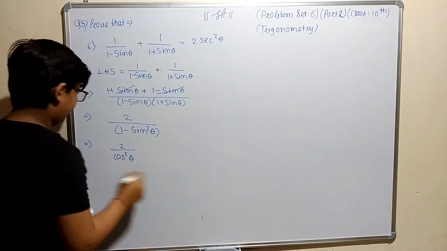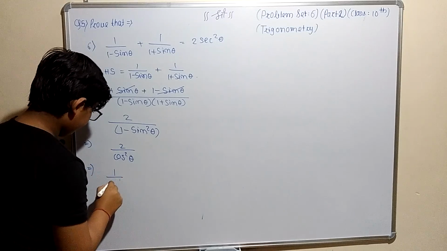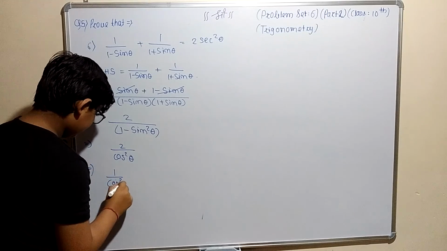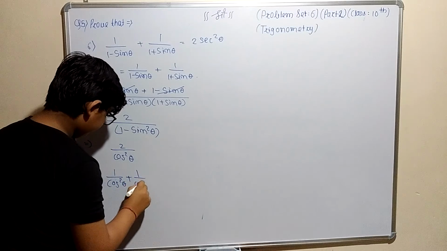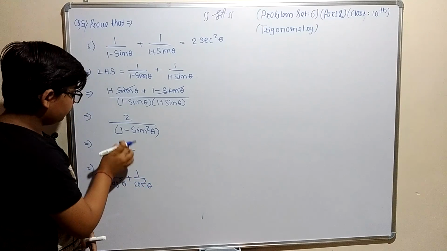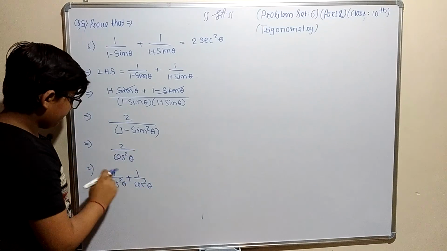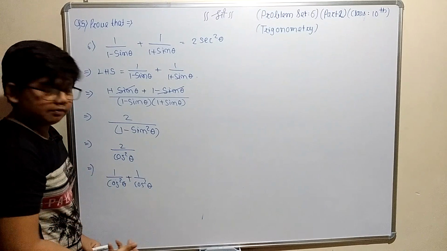Now break it into two parts. So it will be 1 by cos square theta plus 1 by cos square theta. 2 can be written as 1 plus 1, and break it into two parts: 1 by cos square theta plus 1 by cos square theta. We will get the same answer.